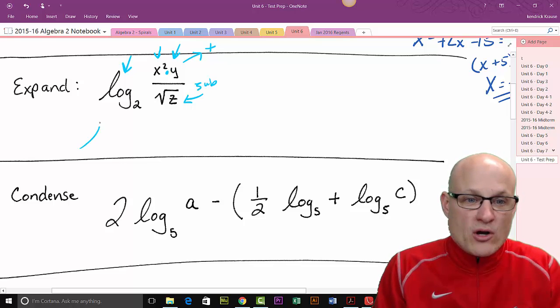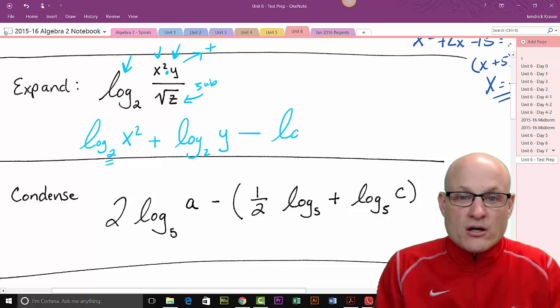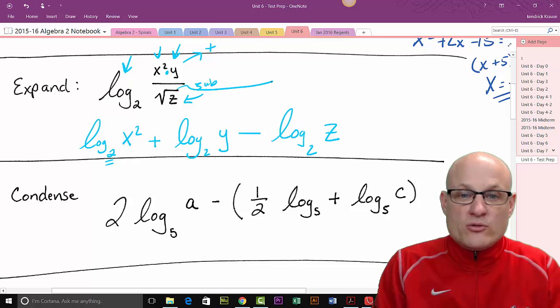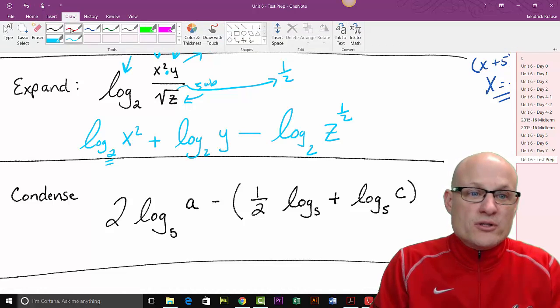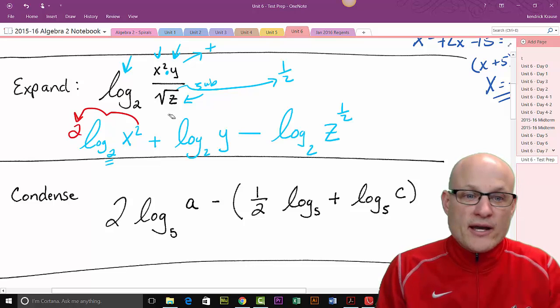So I'm going to start with log base 2. Again, if you forget this 2, you're going to be in trouble, of x squared plus log base 2 of y minus log base 2 of z. Now you have to remember that this square root really has an exponent that's a 1/2. So this is z to the 1/2. Now, the other thing you got to remember to do is exponents can't stay here. They need to slide out front. So 2, and we'll get rid of it here.